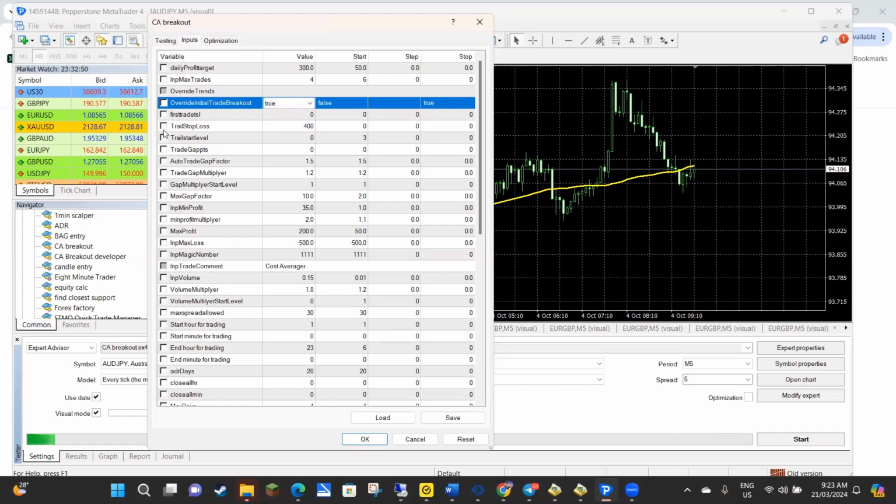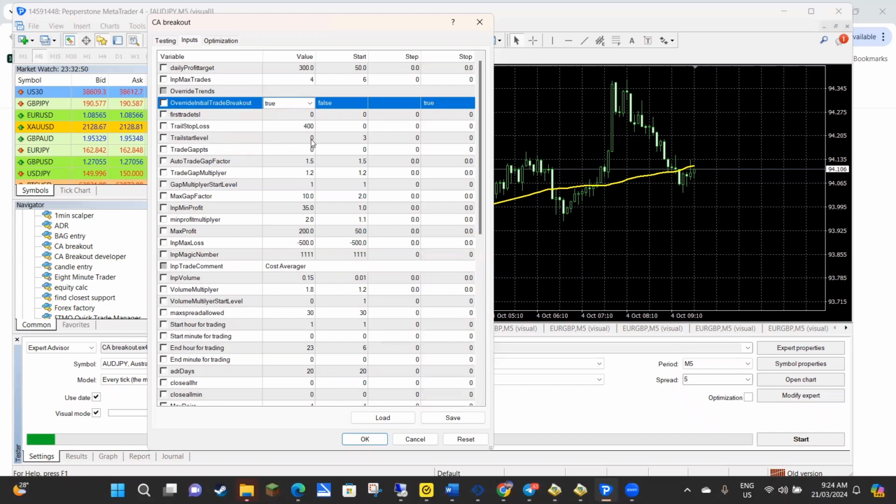We have 2 different types of trailing stop losses at the moment. This is the original one we've always had, and it's just a normal trailing stop loss, and it will work on every trade that you have opened. And in this case, it's trailing behind it 400 points.